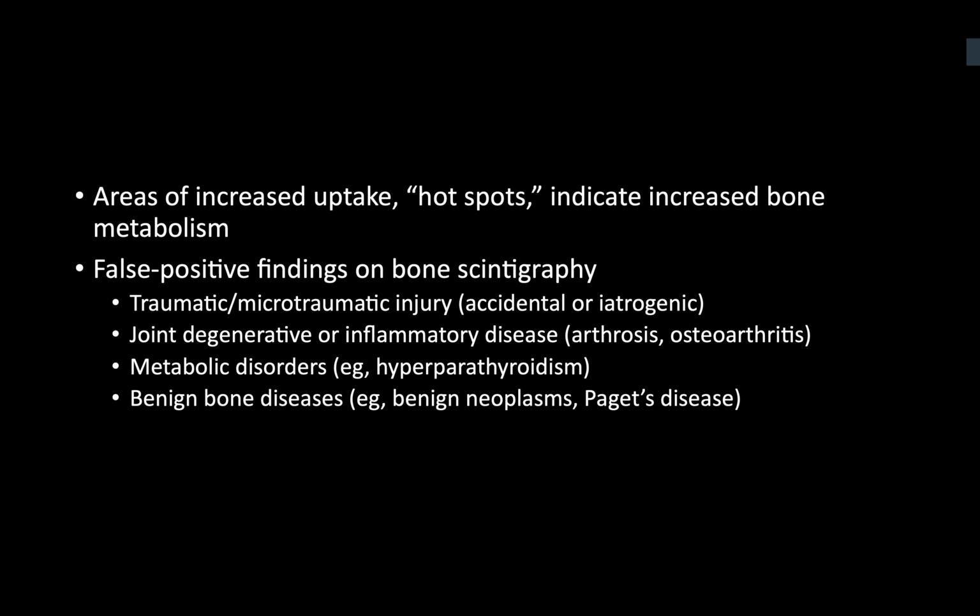The traumatic can be accidental or iatrogenic. The degenerative conditions are mainly arthrosis, osteoarthritis type of things. And metabolic disorders, especially hyperparathyroidism, have significant bone metabolism, so it can be shown as hotspots. And as you said, benign bone diseases like Paget's disease and benign neoplasms can also show bone uptake. So it's always better to give it in a systematic way, to give the outline like traumatic, degenerative, metabolic, and benign, and then explain onto that.